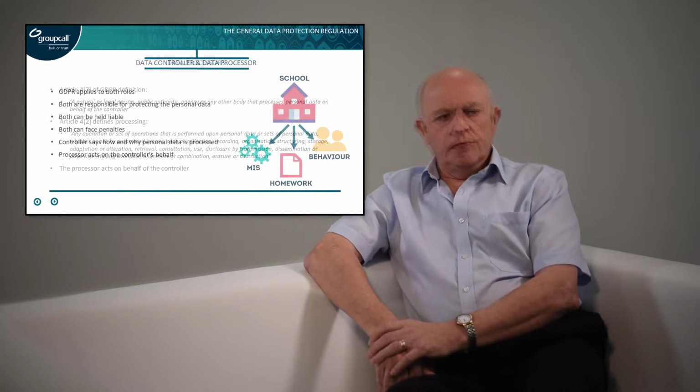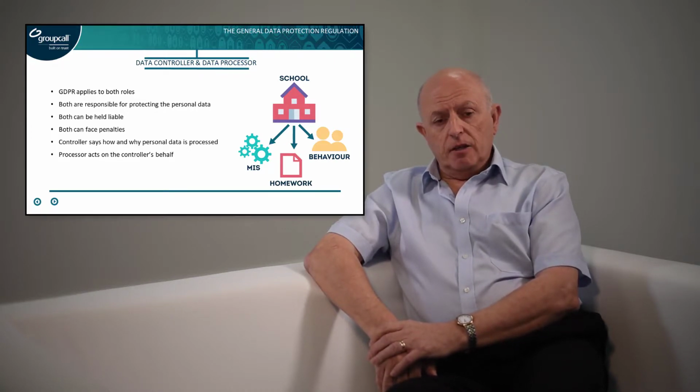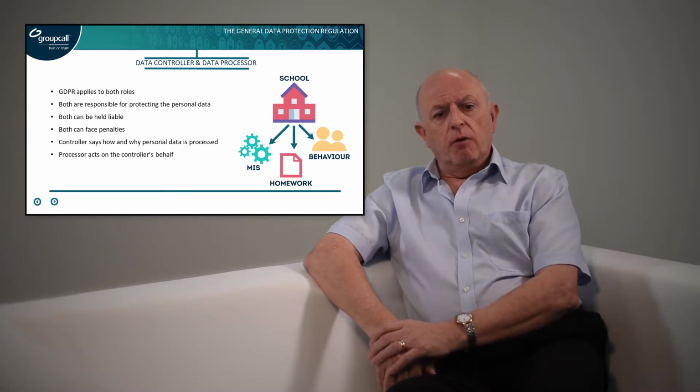Under the Data Protection Act, the controller had to be compliant, and the controller took all the liabilities for making sure everything was protected carefully. Under GDPR, both the data controller and the data processor are liable. They both have to be compliant with GDPR, they're both liable to protect the data, and they're both liable to any of the penalties, fines, enforcement notices under GDPR as well.